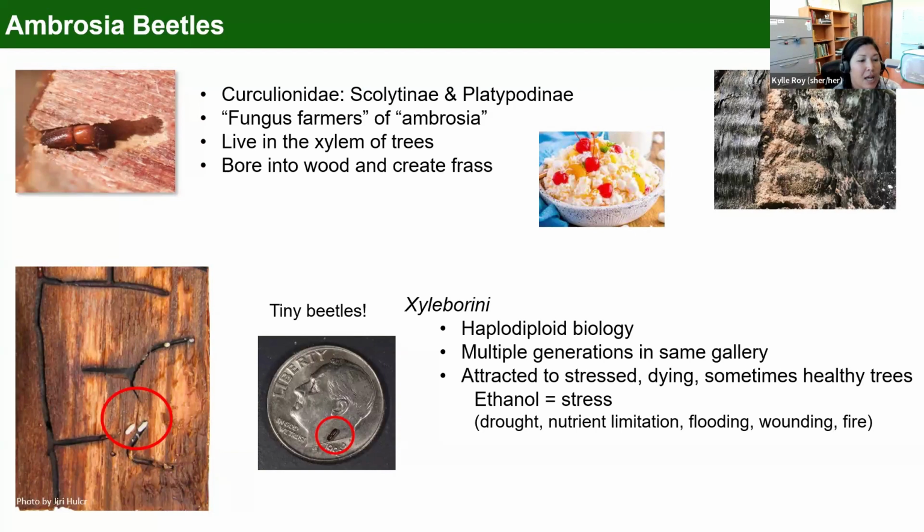As a general rule, when trees are stressed and they can't breathe normally, there'll be an accumulation of ethanol product. This ethanol scent will go out into the environment and bring in these ambrosia beetles, which have adapted to know that scent means this is a good place for me to colonize a tree and plant my ambrosia fungi and farm it.